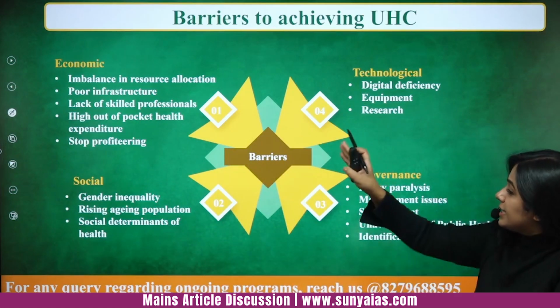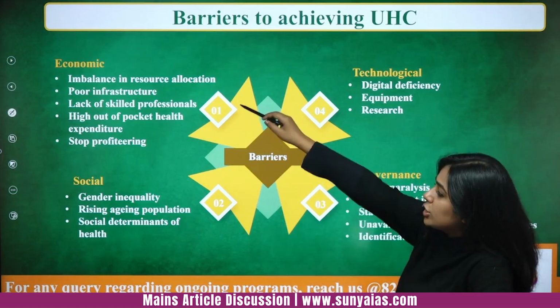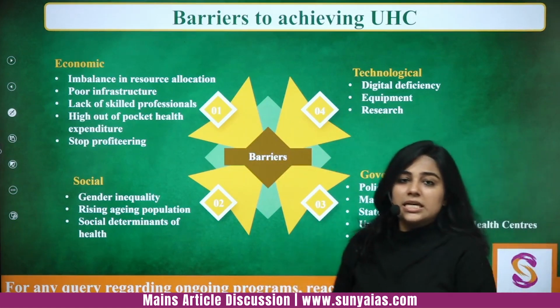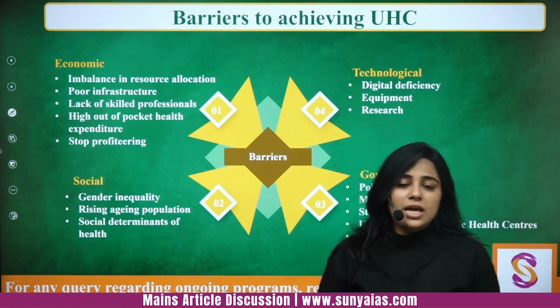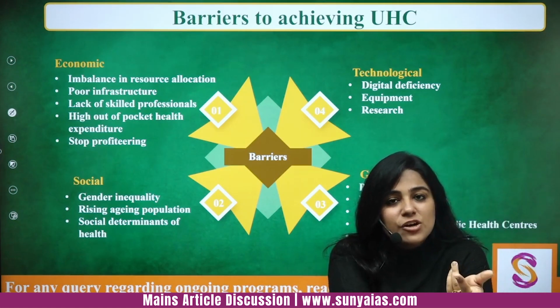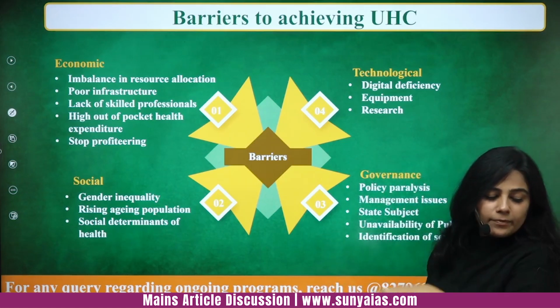You can take these four approaches, that is economic, social, technological, governance, and you can take some of these points, ठीक है, 2 to 3 points per approach, and your portion of challenges for universal health coverage would be done. ठीक है, that is there.